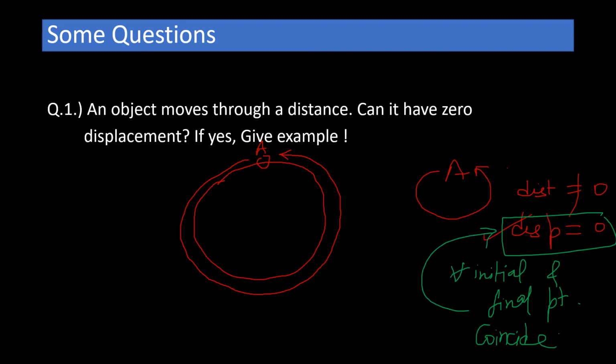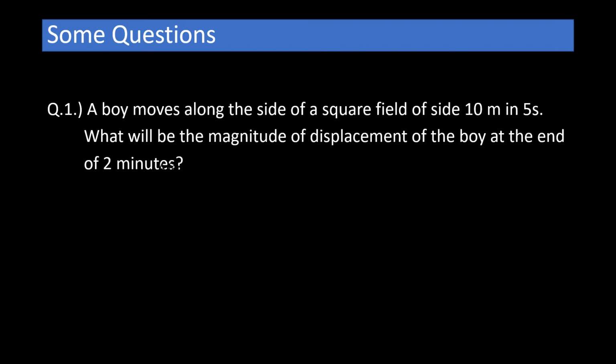Moving ahead to the next question. A boy moves along the side of a square field of side 10 meters in 5 seconds. What will be the magnitude of displacement of the boy at the end of 2 minutes?